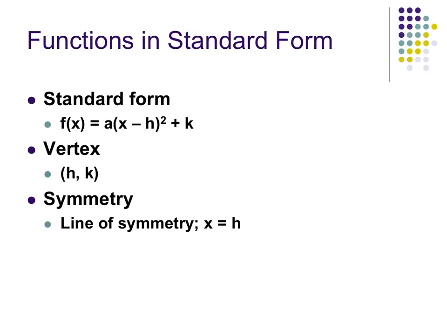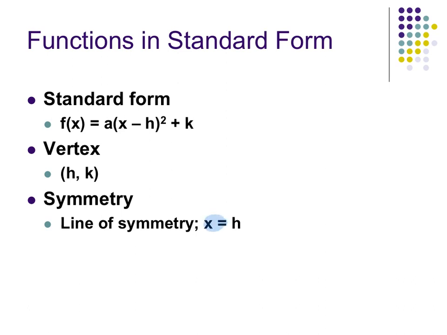Okay, so functions in standard form. So we just said this. This is standard form. f of x equals a times (x minus h) squared plus k. This is what we're used to with our transformations. From here, your vertex is (h, k). So the opposite of what follows the x inside the parentheses. And then whatever your vertical shift is would be your y. And then your line of symmetry is always an x equals.